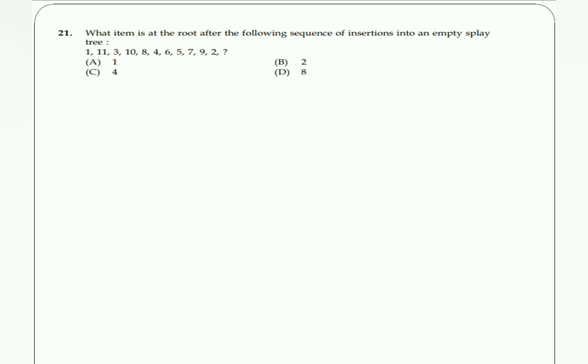So here in the given sequence, the last one is the recently accessed one. So this will be placed at the top of the tree. There is no need of drawing any splay tree here. The simple condition is the most recently accessed one.